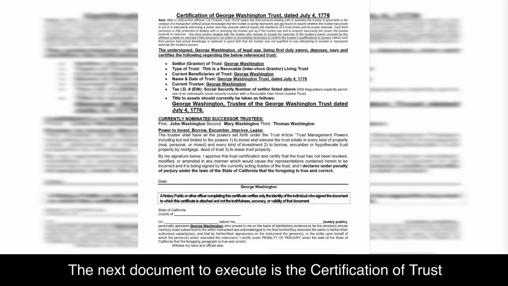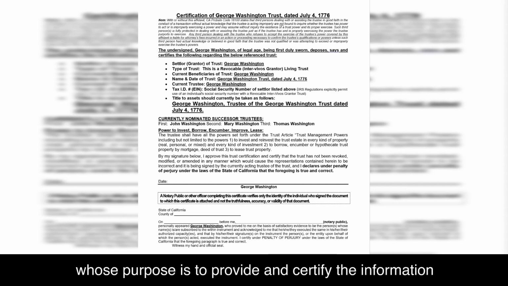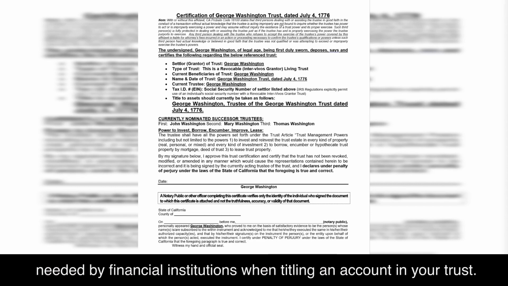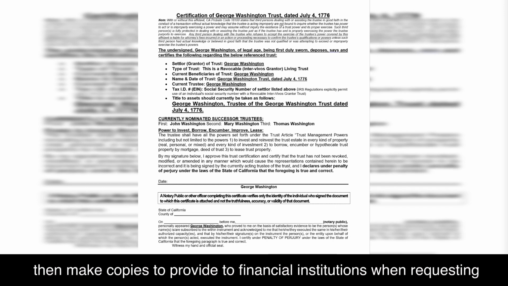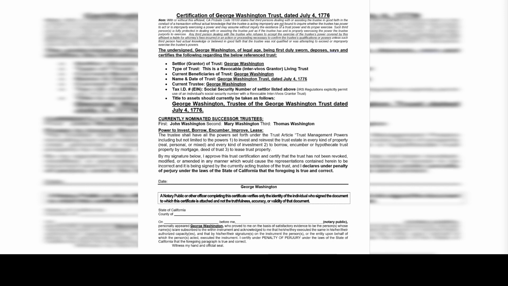The next document to execute is the certification of trust, whose purpose is to provide and certify the information needed by financial institutions when titling an account in your trust. Date and sign this document where indicated. Have it notarized as soon as possible, then make copies to provide to financial institutions when requesting that your account be titled in your trust.